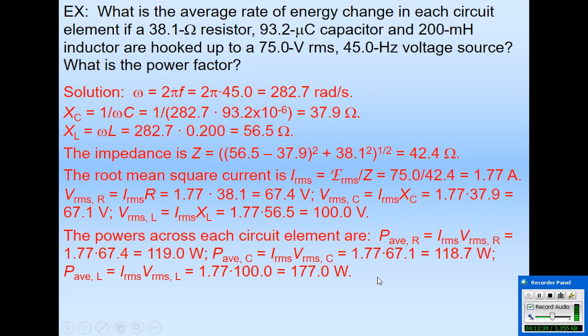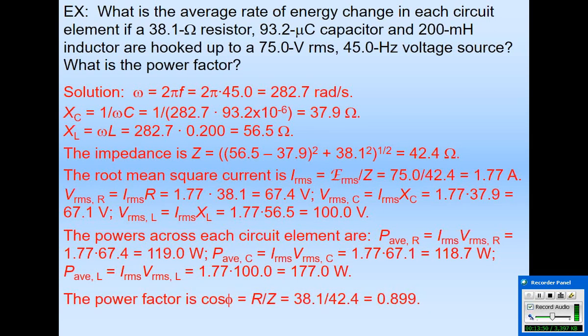So, what is the average rate of energy change in each circuit element? What is the power in each circuit element? We've done that part. Now, we also have to do the power factor. R is 38.1, Z is 42.4. We get 0.899. Now, the power of the voltage source is going to be equal to IRMS times ERMS times the power factor.